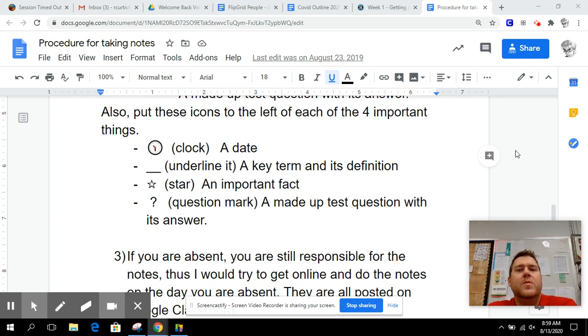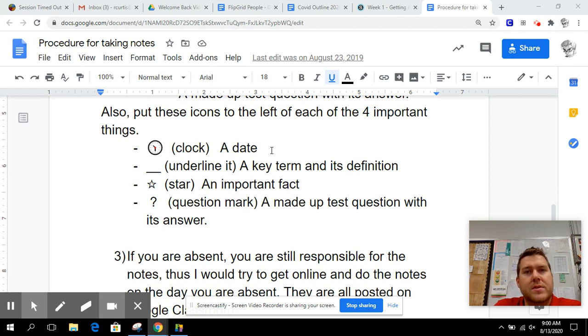Hello, this is the procedure for taking notes using the online textbook. I'd like to show you that. You'll be taking notes a lot this year, and for every 2 pages in the textbook, you have to write down 4 key facts. I'm going to go over those key facts, and then I'll take you to the online textbook and show you how to do it.